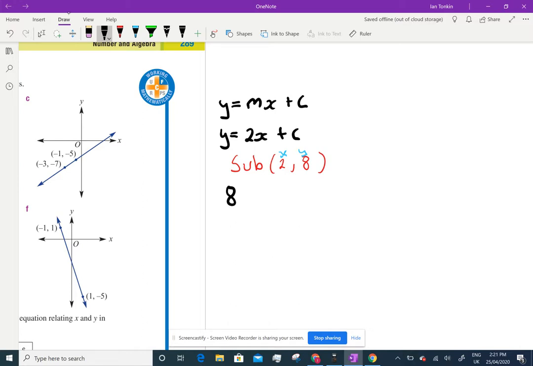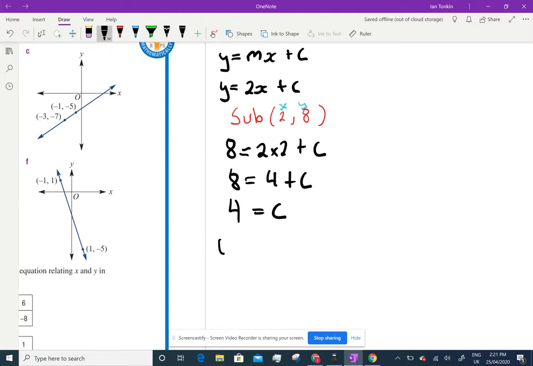So 8 equals 2 times 2 plus c. 8 equals 4 plus c. Subtract the 4. 4 equals c. So my equation is y equals 2x plus 4.